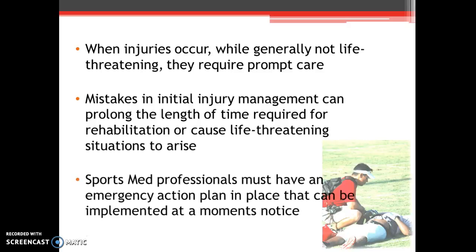All right, so we have to have an emergency action plan in place that can be implemented at any time, so as soon as something goes awry. The key to this is that most of you will be in clinics, and we've spoken about it before, but you need an emergency action plan that dictates what will happen if something does go wrong.